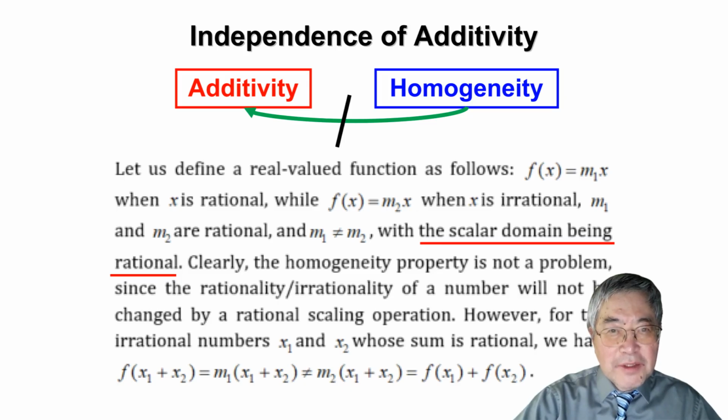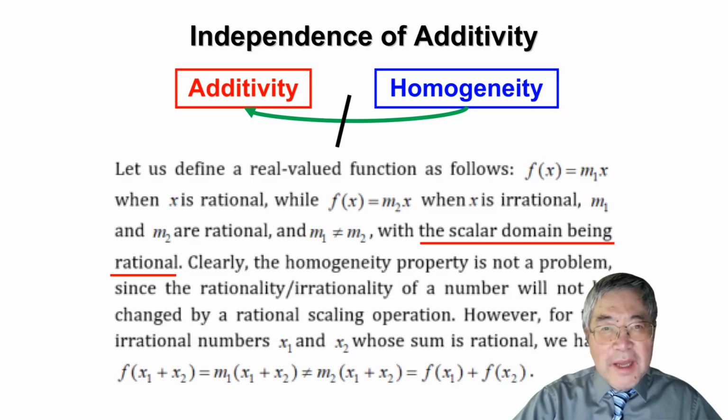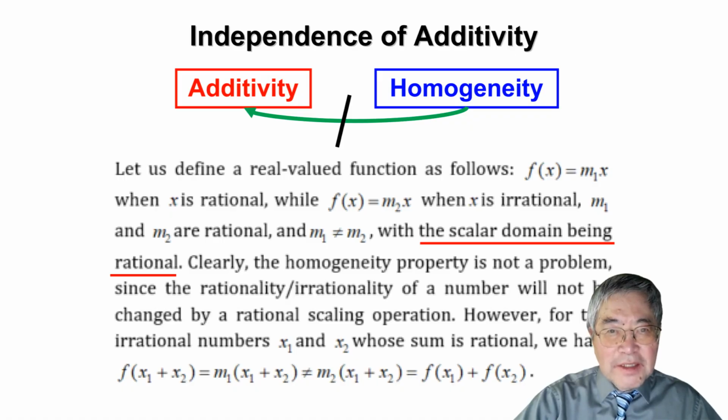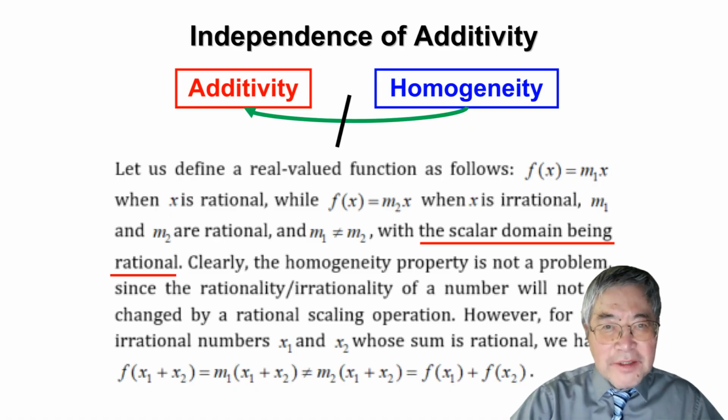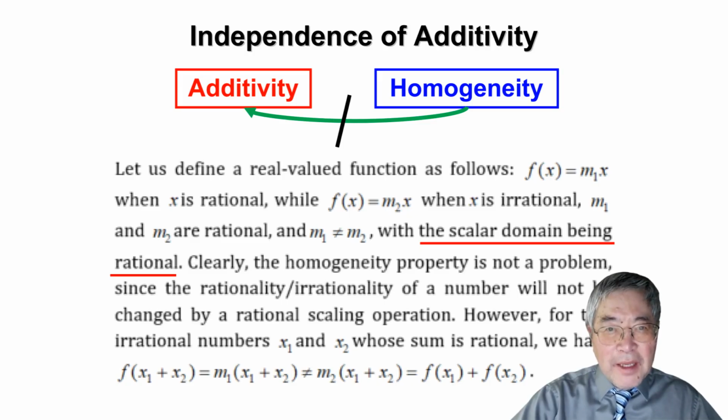On the previous slide, we saw how additivity doesn't necessarily imply homogeneity. Now let's look at the reverse, a case where homogeneity holds but additivity fails. This slide presents a clever example. We define a real-valued function where f of x equals m1 times x if x is rational, and f of x equals m2 times x if x is irrational, where m1 and m2 are rational constants, and importantly, m1 is not equal to m2.